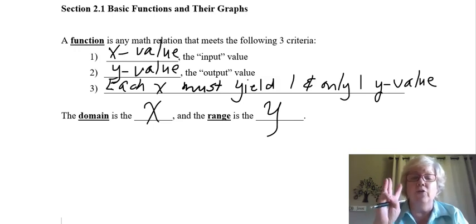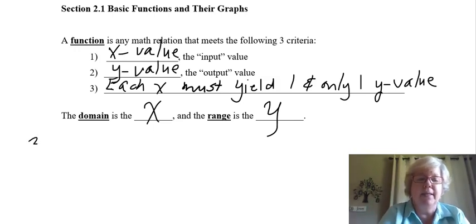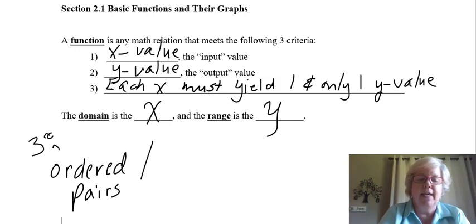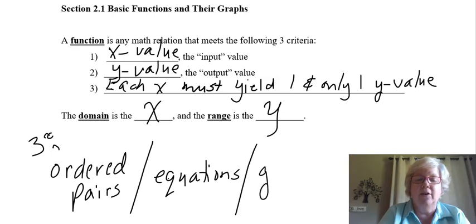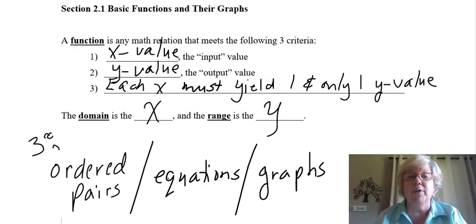Now, there are three different ways that functions can occur. They can occur as ordered pairs. They can occur as equations, and they can occur as graphs in the algebra classroom. So those are the three types of functions you'll be seeing.